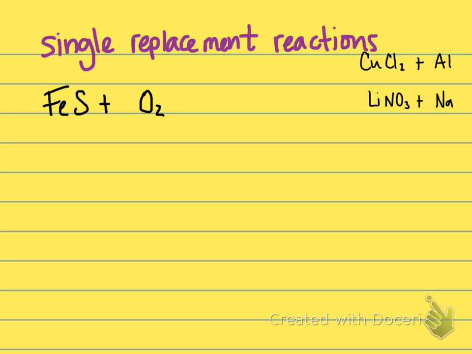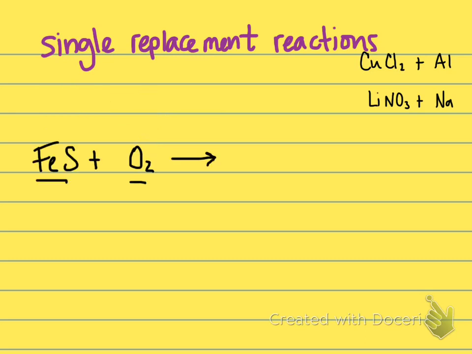Okay, so here we have a single replacement reaction. We have iron sulfide meets oxygen. How do I know it's single replacement? Because I have a compound and a single element, and that single element is going to try its darndest to get into that compound. The question that always comes up is, what replaces what? Well, the thing you have to remember is that this oxygen can only replace something that is similar to it in some way. Let's look at iron.